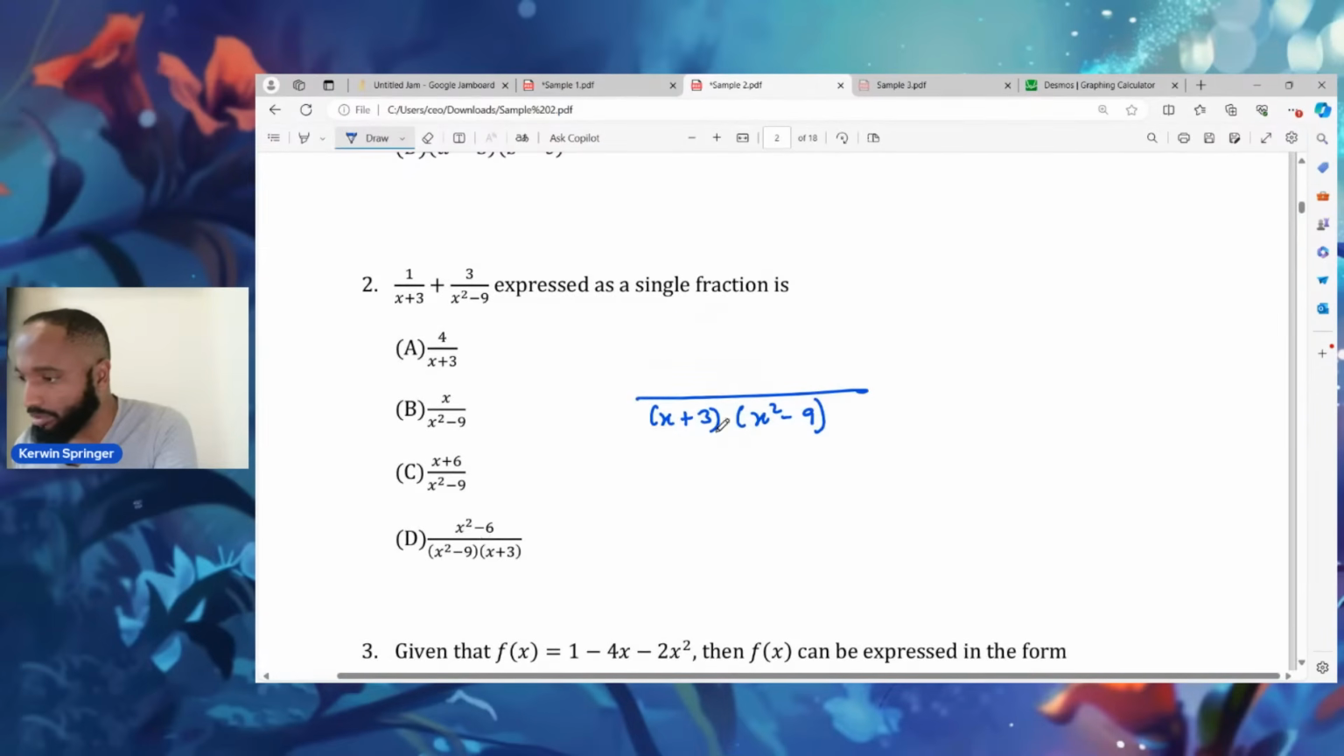Yeah, so x squared minus 9, x plus 3. This into that is x squared minus 9, which will come up on top here. And this into that, you get 3x plus 9.